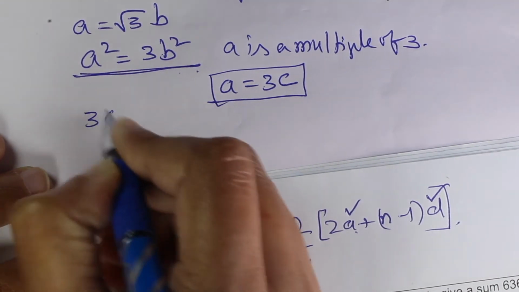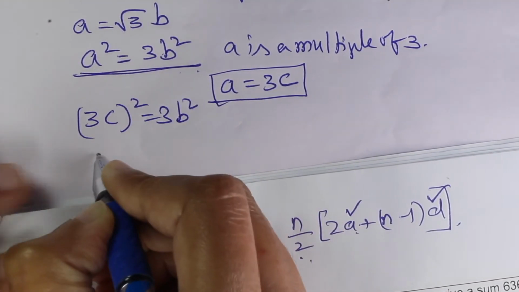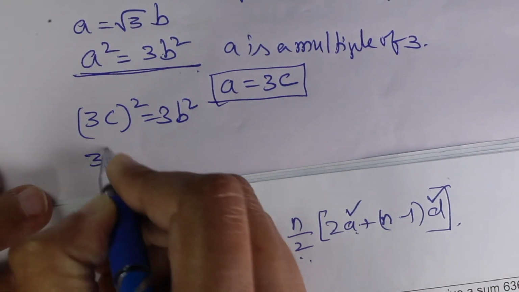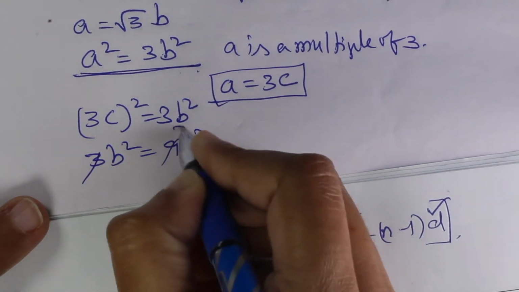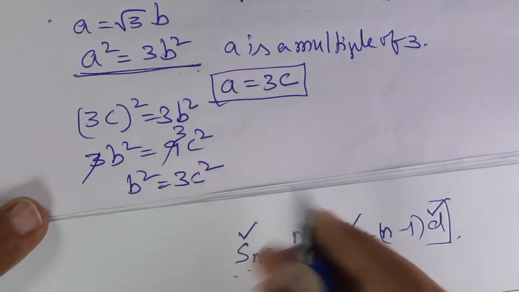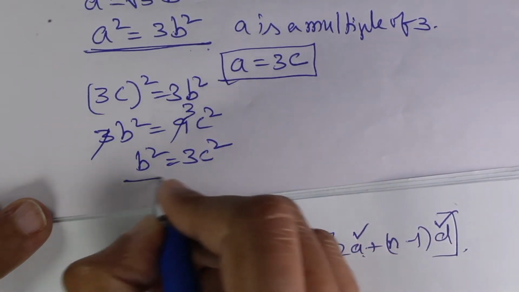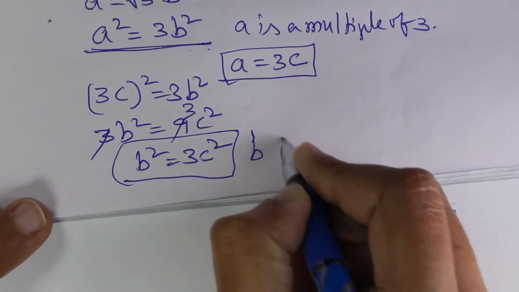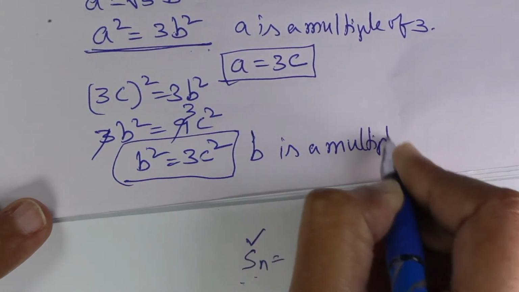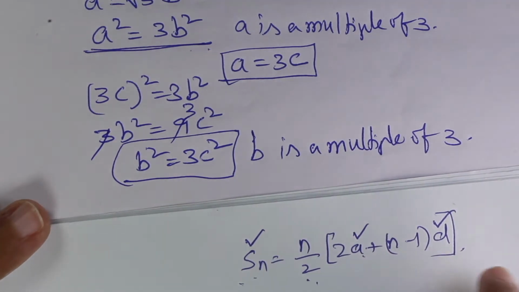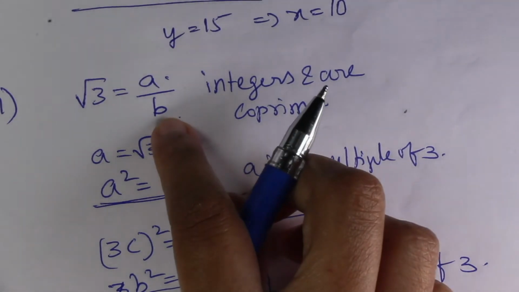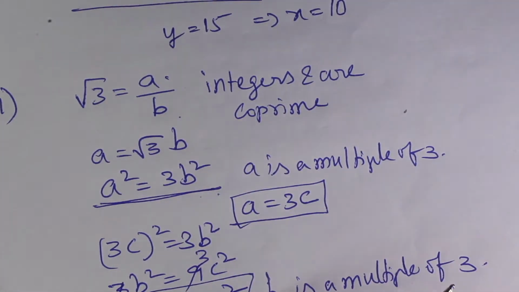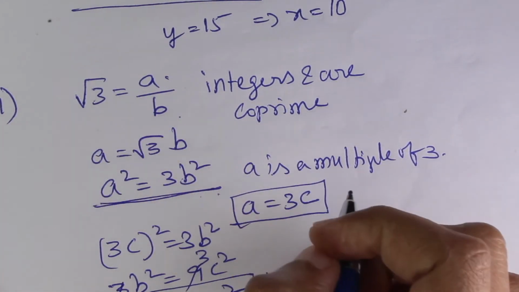So 3c whole square is equal to 3b square. 3b square is equal to 9c square. b square is equal to 3c square. Here we find out that even b is a multiple of 3. So our condition that a and b are co-prime, for root 3 to be a rational number, has proved false, because we found out a and b to be multiples of 3. So our assumption that root 3 is a rational number is false.